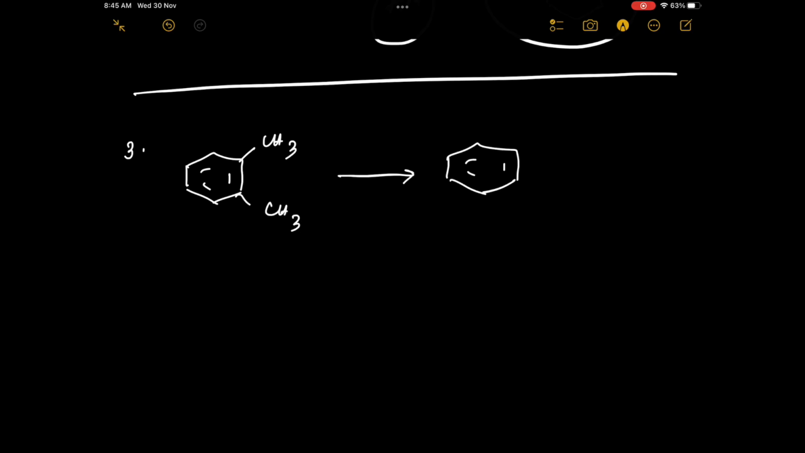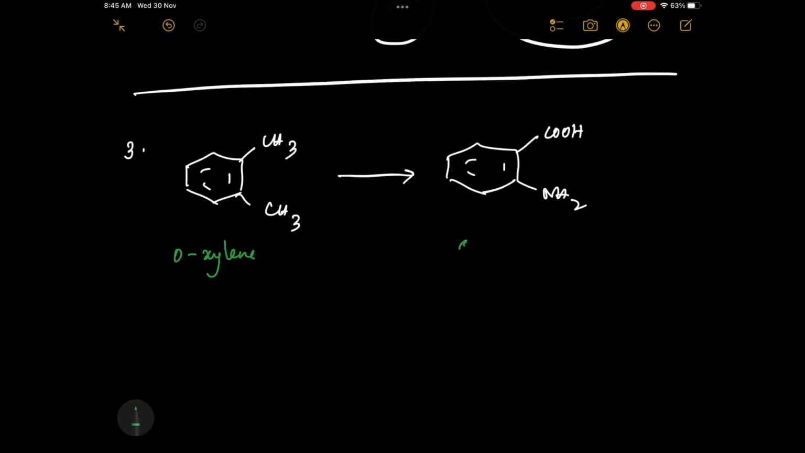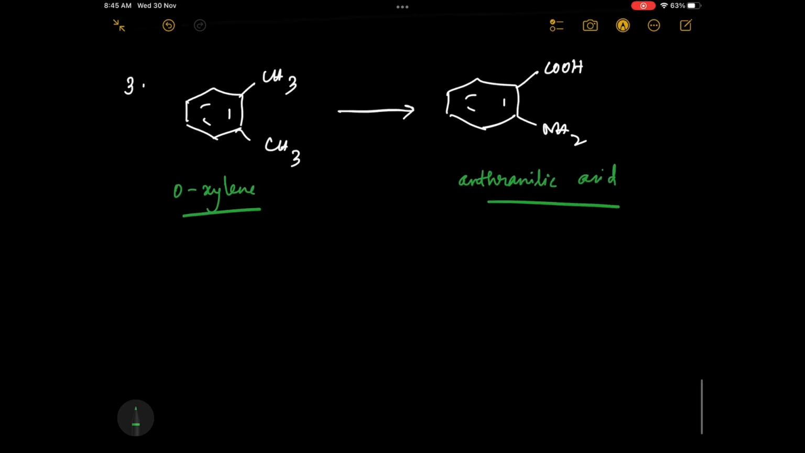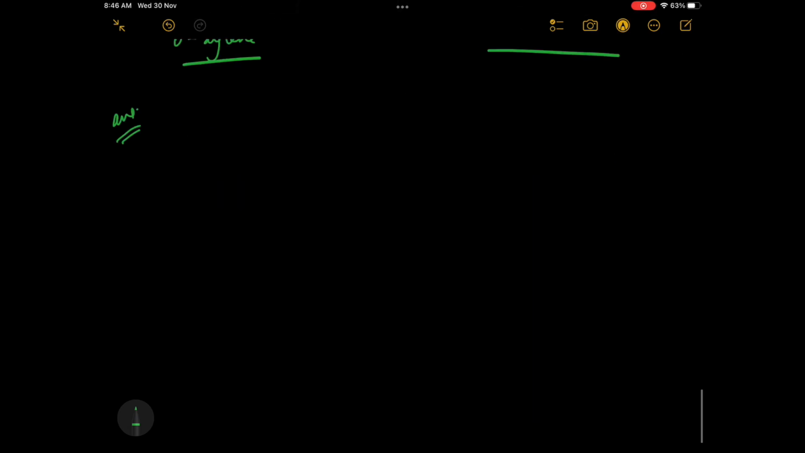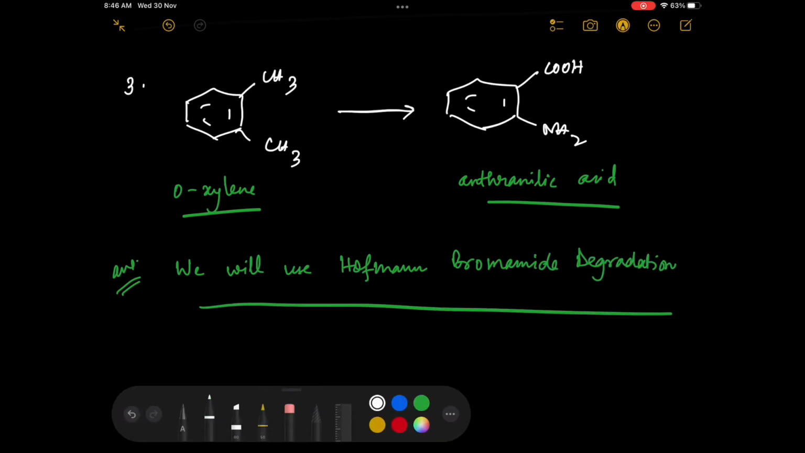Okay, so in the third question, let us see, we have got orthoxylene, which has been given to us, and we have to convert it into the corresponding anthranilic acid. So to perform this conversion, we have to use Hofmann bromamide degradation, and this is a very important reaction because even the second part of this reaction is a question by itself. So we'll be using the Hofmann bromamide degradation.